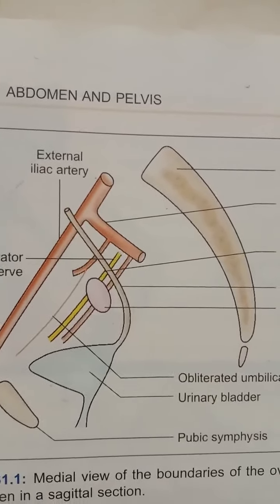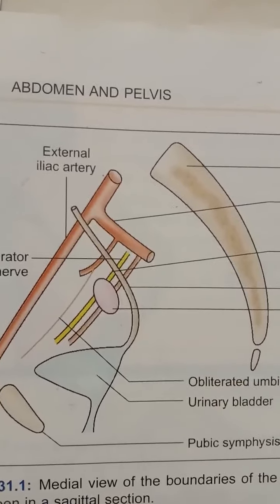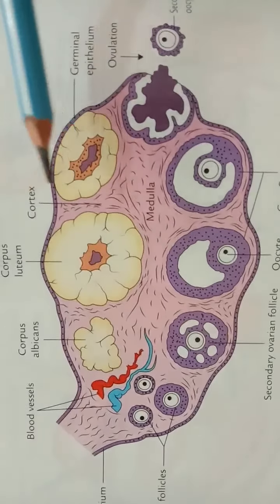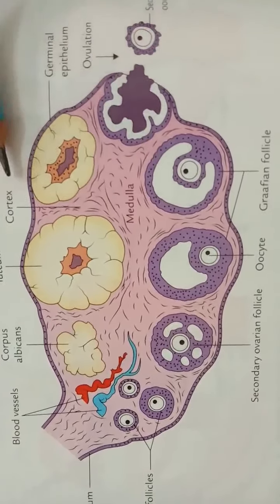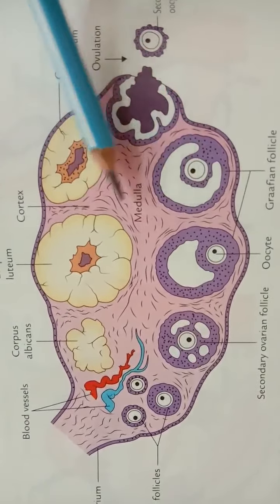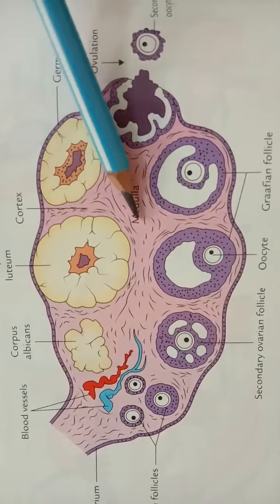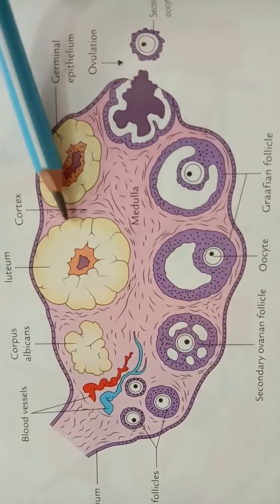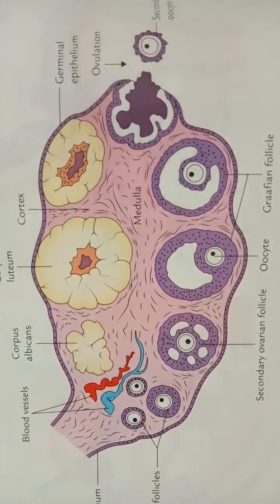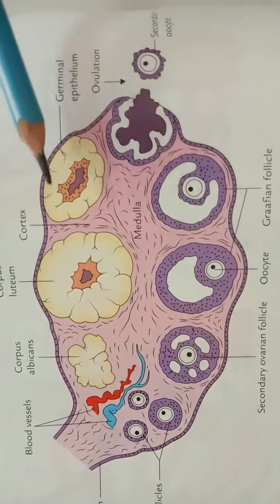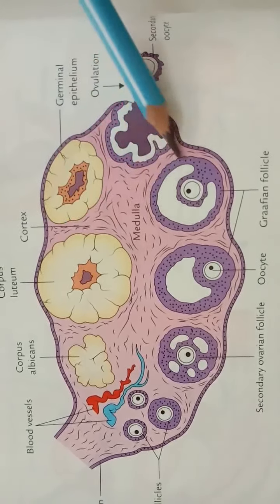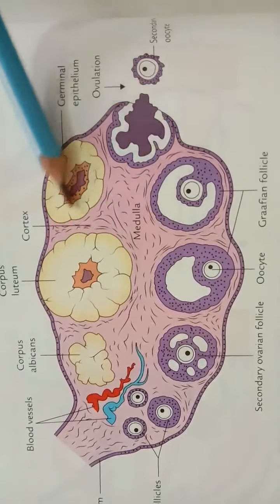Then the structure of the ovary. So histologically the ovary is divided into two parts, that is the cortex and the medulla. So here you can see that is the cortex and this is the medulla. So let's see first the cortex. The cortex is a thick peripheral part and consists of the different stages of the ovarian follicle.